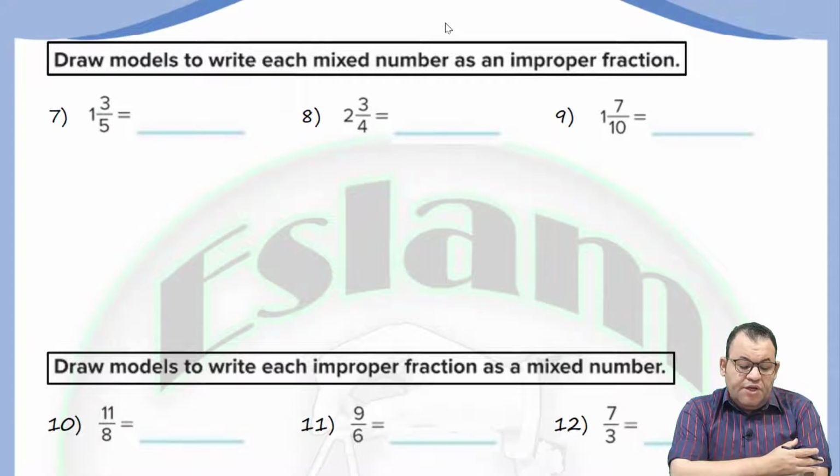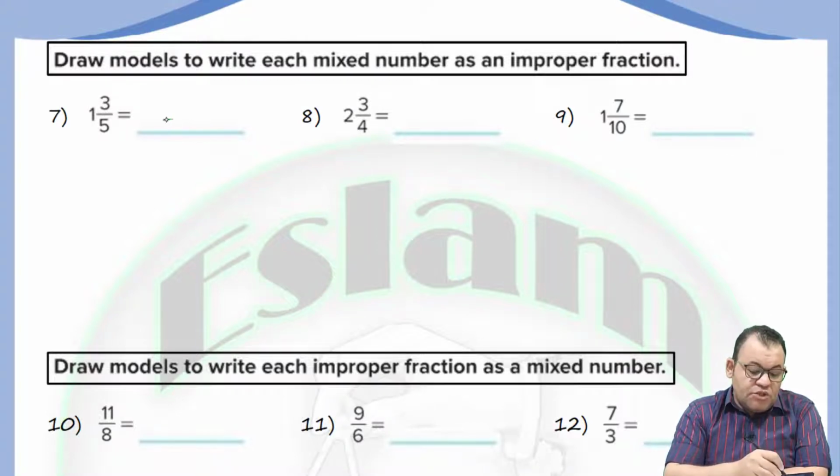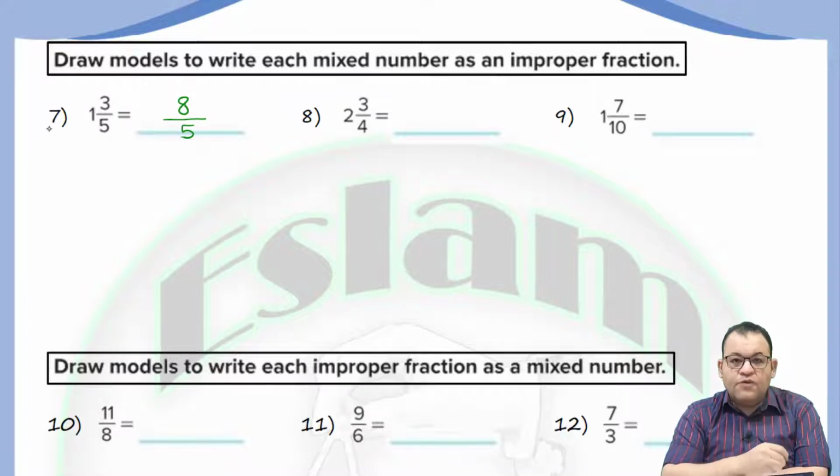In this question, we need to write each mixed number as an improper fraction. We can write it using the model, or we have another way. When we need to convert the mixed number to an improper fraction, just write the denominator without any change. Number 2: multiply 1 by 5, which equals 5. Then add 3, so it equals 8. So 1 and 3 over 5 equals 8 over 5.